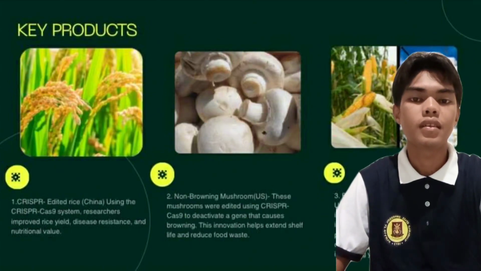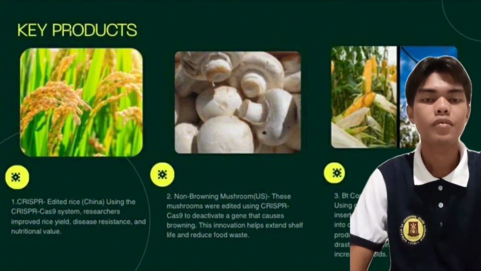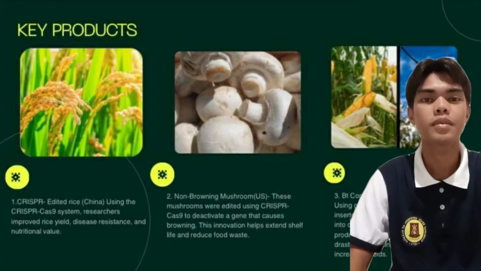First is the CRISPR-Cas9 edited rice in China. We know that rice is always attacked by a pathogen, also known as rice blast. That's the reason why scientists used the CRISPR-Cas9 system.